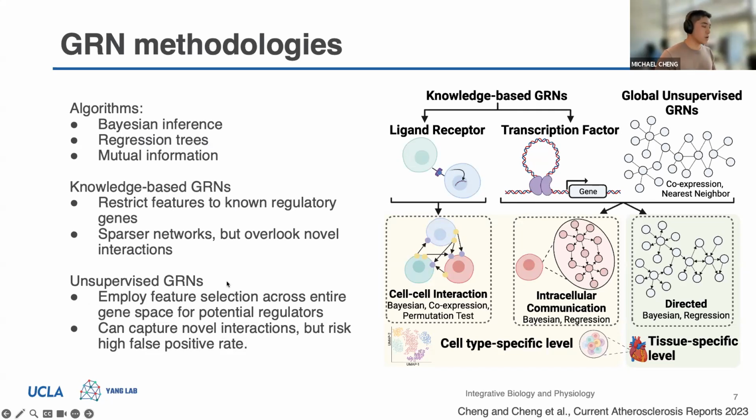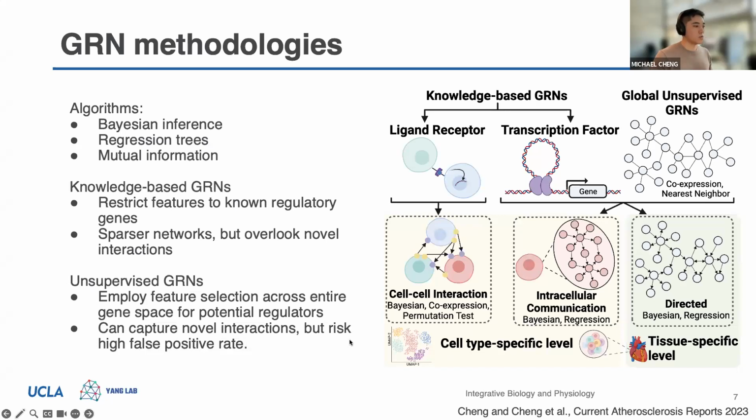These ones would employ empirical feature selection methods across the entire gene space to look for potential regulators for each gene. Certain types of this feature selection could be running a pairwise correlation of genes, and limiting your predictive model to genes that have significant correlation with your target gene. Now, these can capture novel interactions, right, as we are broadening the scope of the genes we're looking at. But this does risk having a high false positive rate in your networks.